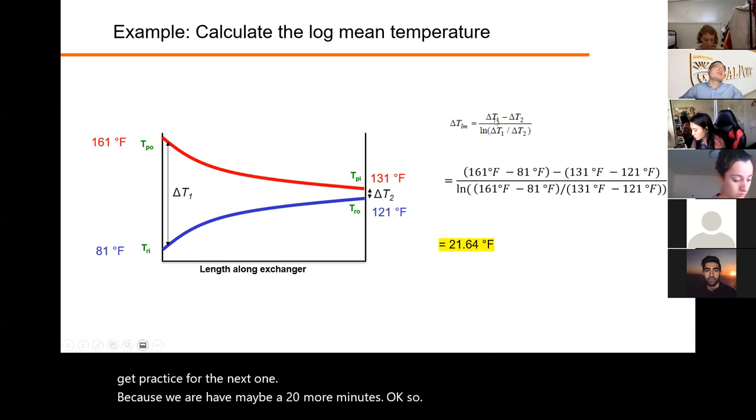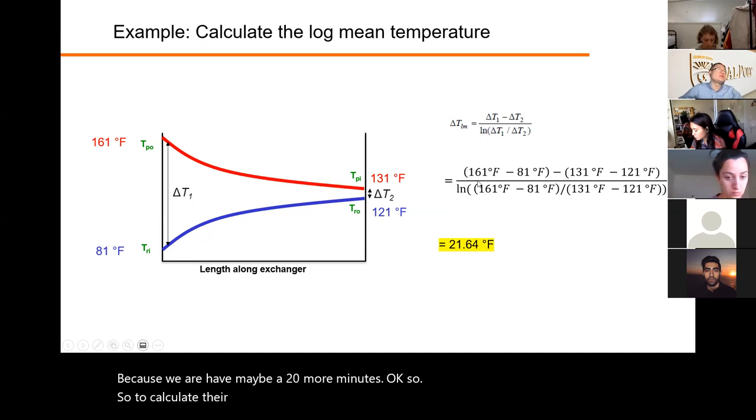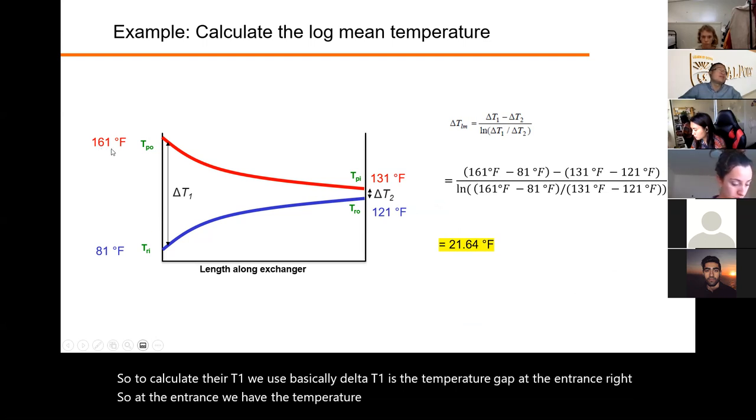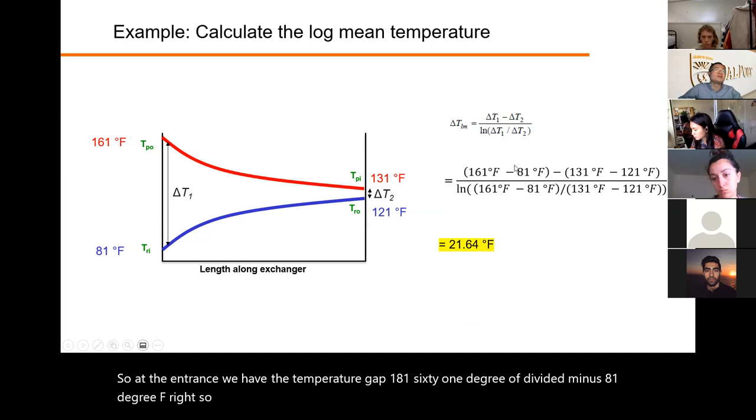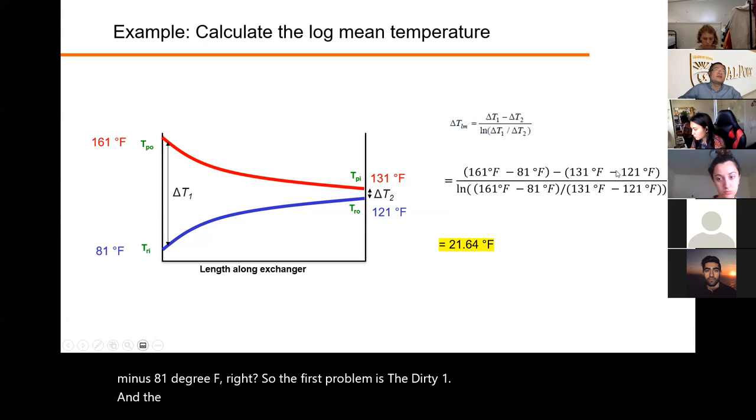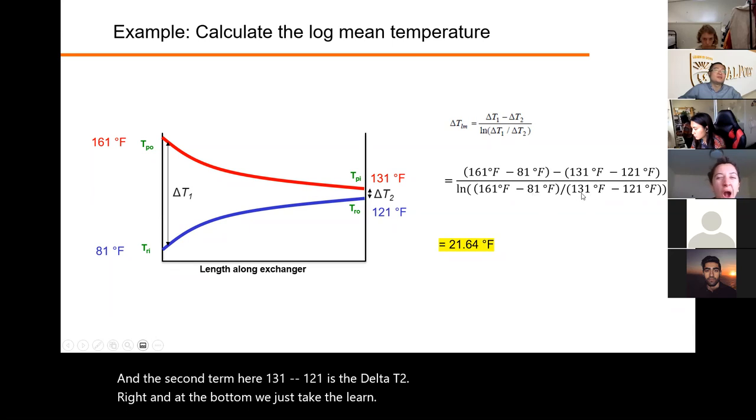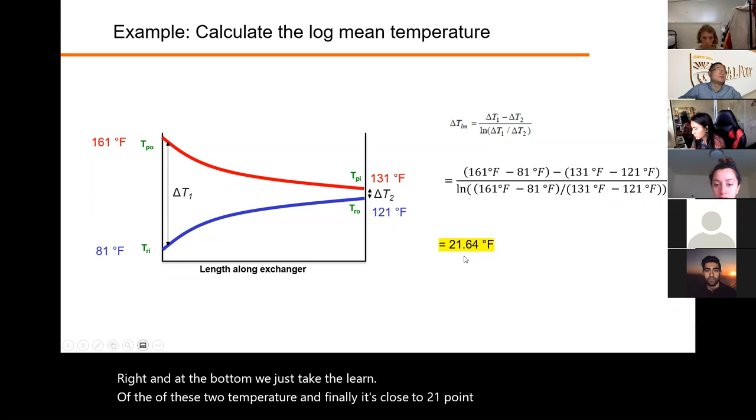Okay, so to calculate delta T1, delta T1 is the temperature gap at the entrance, right? So at the entrance, we have the temperature gap 161 degrees F minus 81 degrees F. So that's delta T1. And the second term here, 131 minus 121, is delta T2, right? And on the bottom, we just take the ln of these two temperatures. And then finally, it's close to 21.64 degrees C, okay?